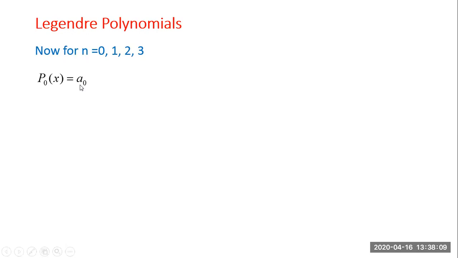But this becomes a Legendre polynomial only if p0 of 1 is equal to 1. When I substitute x is equal to 1, the value of this polynomial should become 1, which is possible only if the value of a0 is selected as 1. So if I select a0 as 1, then the value of this polynomial becomes 1 for x is equal to 1. Therefore, p0 of x is equal to 1. Here if I substitute x is equal to 1, p0 of 1 will be 1. So p0 of x is equal to 1 is a polynomial of degree 0. So this is a Legendre polynomial of degree 0.